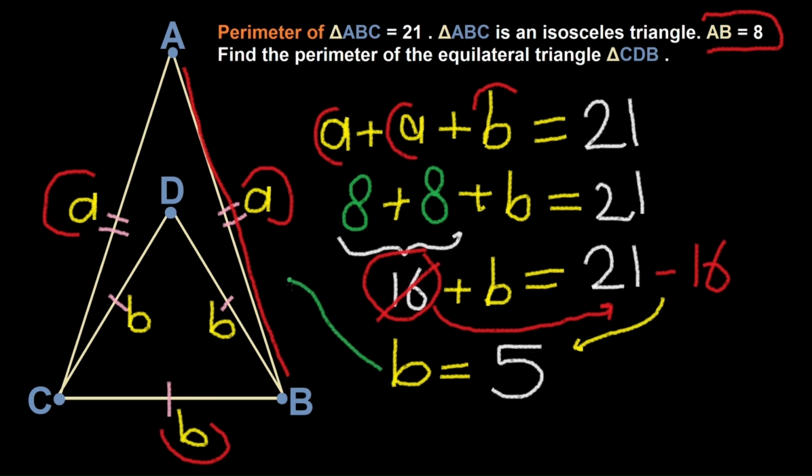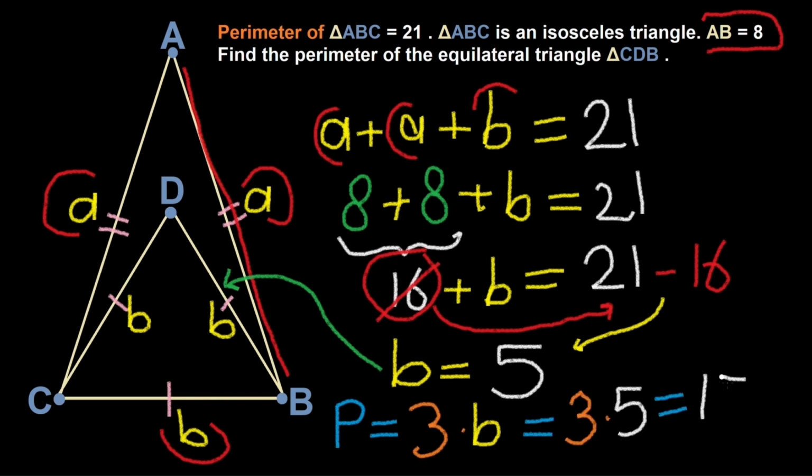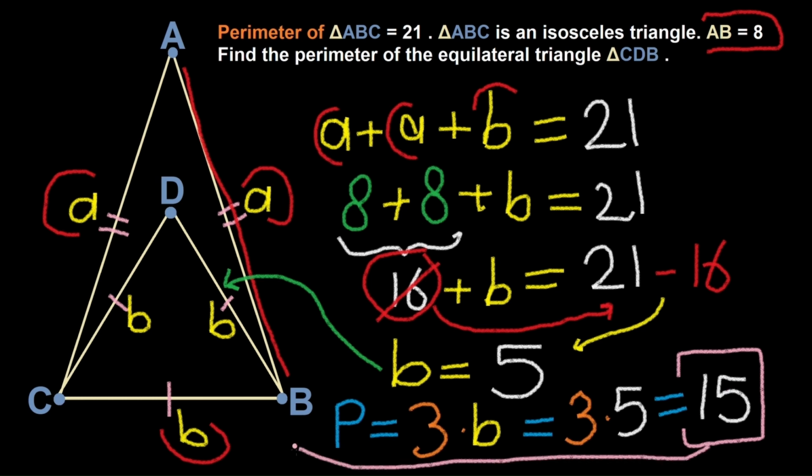So we now know that one of the sides of this equilateral triangle is 5, and we want to find its perimeter. The perimeter of the triangle CDB is 3 times B, which equals 3 times 5. 3 times 5 makes 15. So there we are. We found the answer. The perimeter of the equilateral triangle CDB is 15. We used everything we learned to solve this problem.